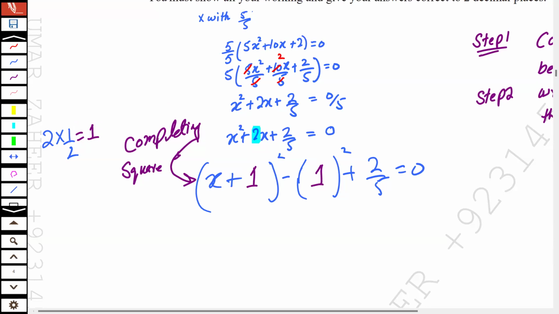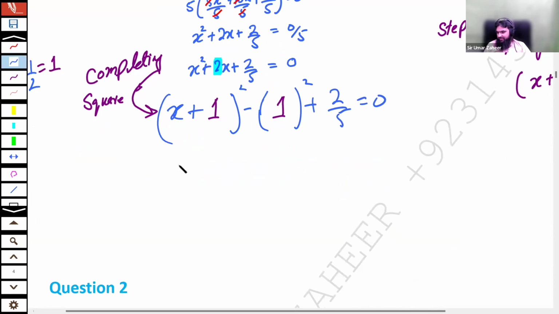Okay, now we have to simplify. It is going to be x plus 1 whole square minus 1, and on the other side it will be plus 1 minus 2 over 5. 1 minus 2 over 5: 5 times 1 is 5, 5 minus 2 is 3 over 5.